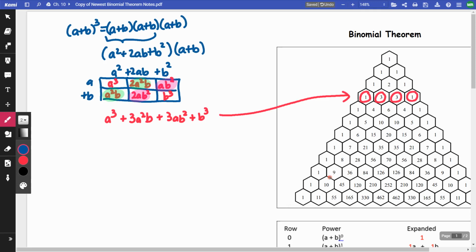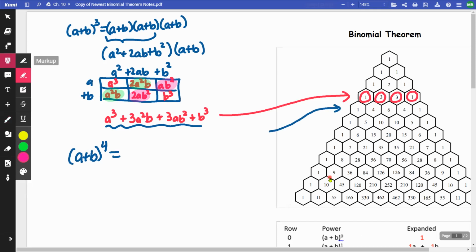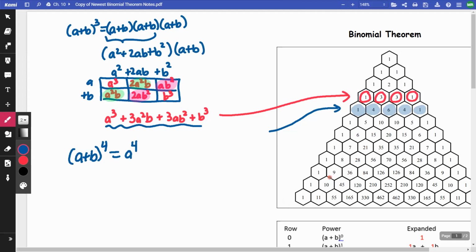So if I'm doing a plus b to the fourth, instead of working all of that out, which means I would basically take this and times it by a plus b to get a plus b to the fourth, I can look at this row right here, the row with 1 and 4 and 6 and 4 and 1, and those are going to be the coefficients in front of my variables. Now, what's going to happen is you're always going to start with your a to the fourth, and again, there's really a 1 in front. I usually don't write the 1, but I'm going to write the 1 temporarily.